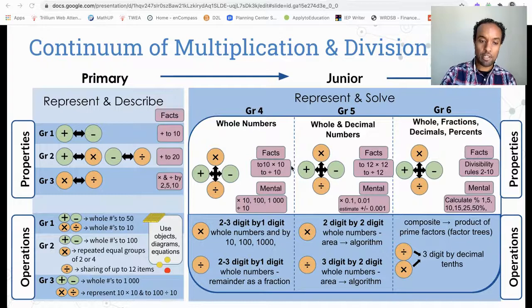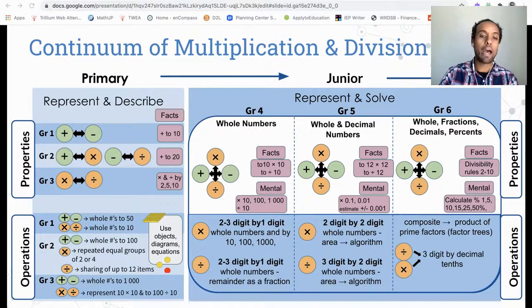That's the properties piece. Before we go to operations, there's actually some math facts and mental math progression that's happening here. In the math facts, students in grade 4 are engaging with up to 10 by 10 multiplication and dividing by 10. In grade 5, they move up to 12 by 12 multiplication and dividing by 12. And in grade 6, they're moving on to dealing with divisibility patterns and divisibility rules for numbers 2 to 10. So that's shown here in these math fact visuals, how that progresses from 4, 5, and 6.